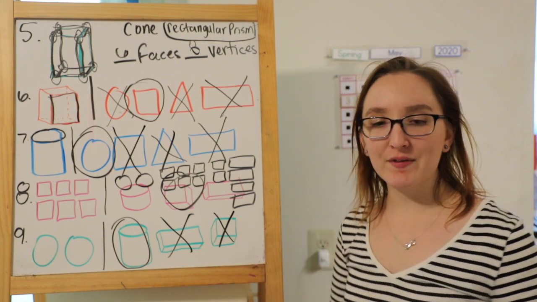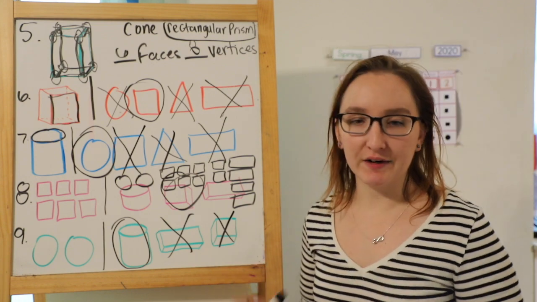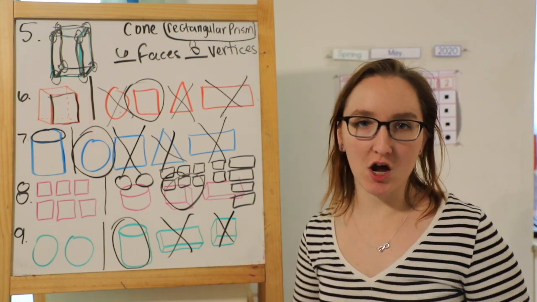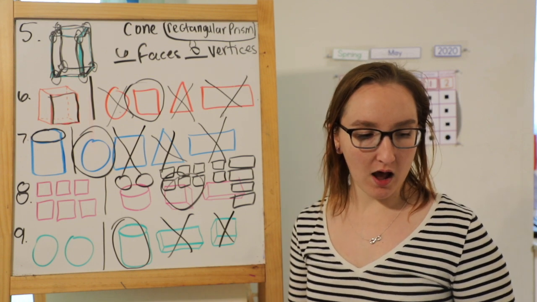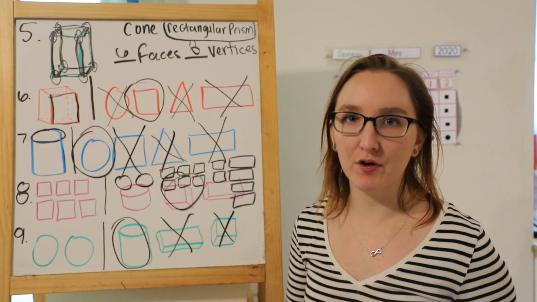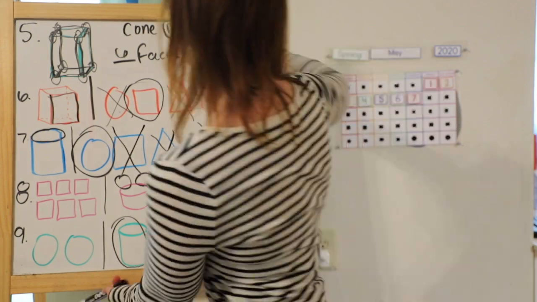Now number 10 was a little bit of a tricky one, so I'm going to have the whole board for it, and I'll erase this in just a second. We need to know how many vertices the faces of this cube have all together. So let me go ahead and erase this and we'll come back to that.